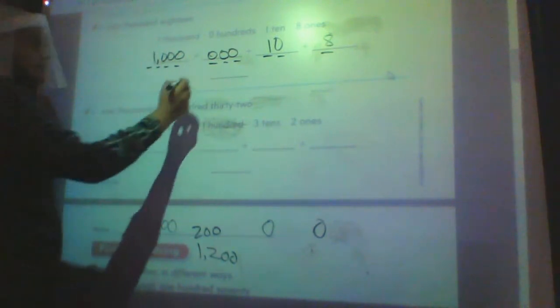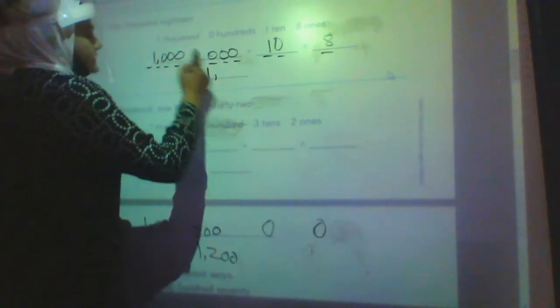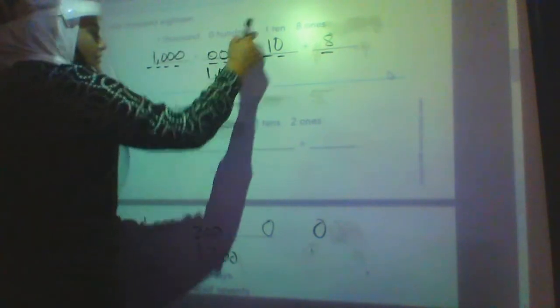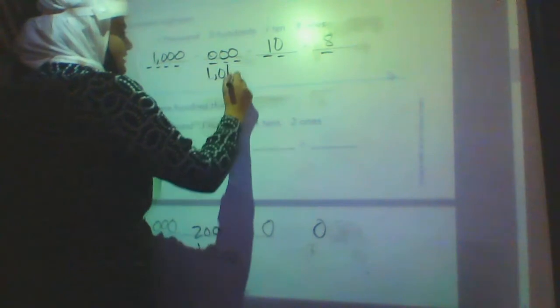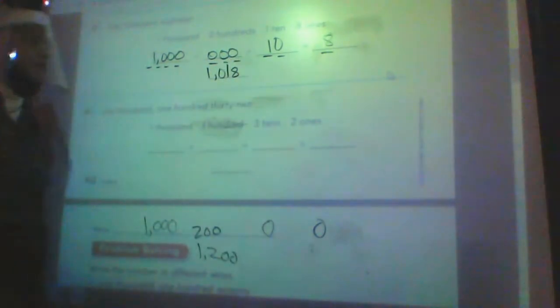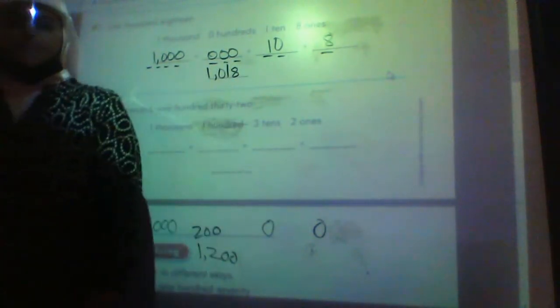When we put that number together, it's going to be 1,000, 0 hundreds, 10, and 8 ones. That's 1,018.